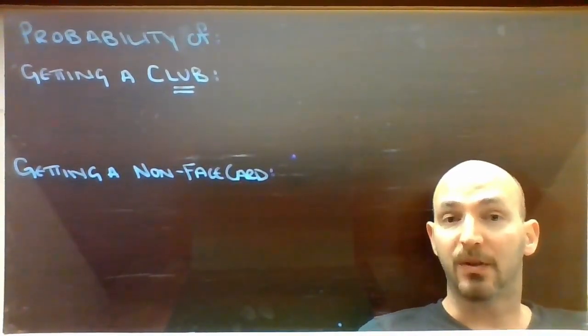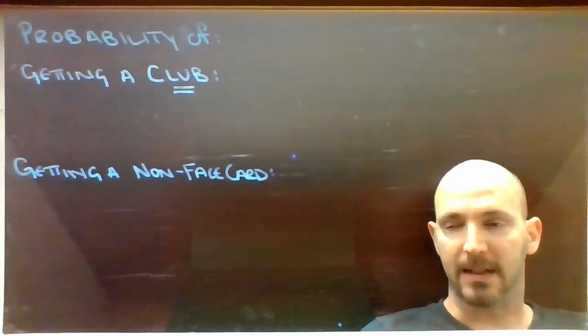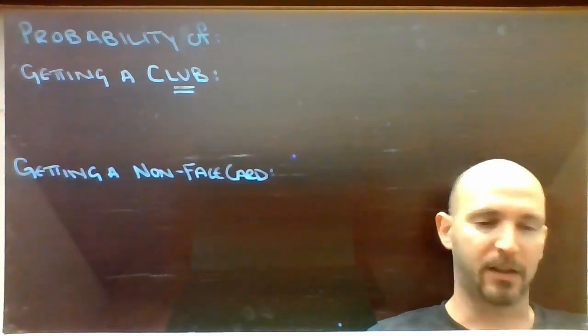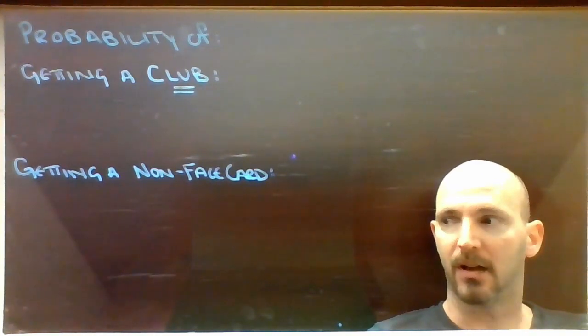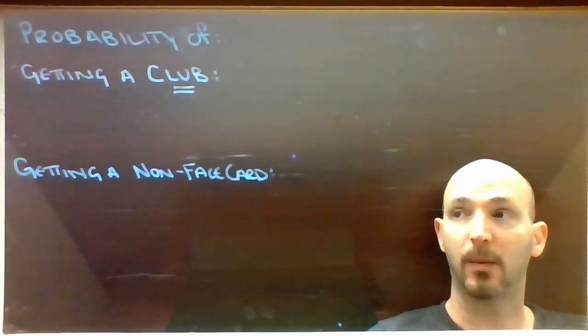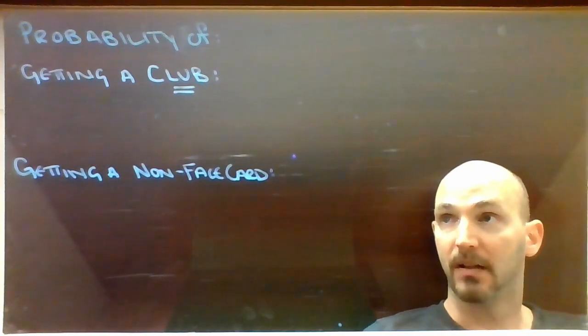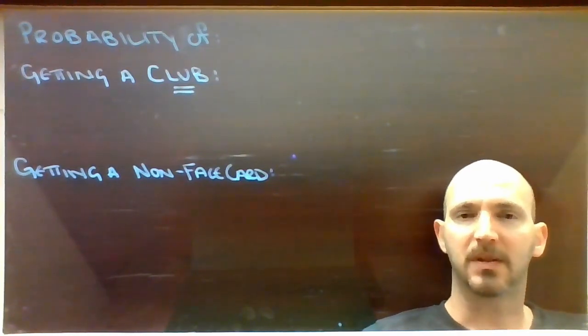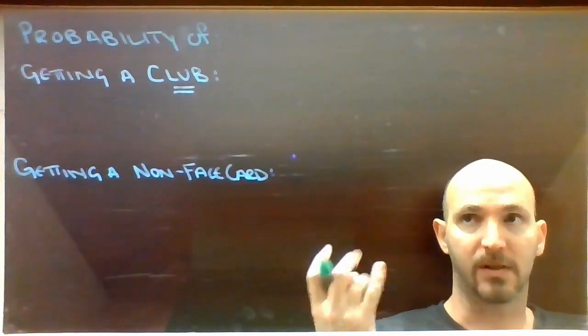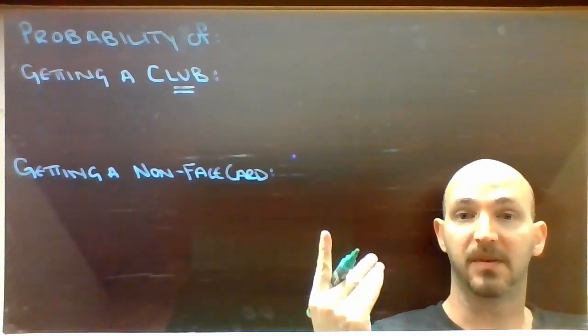All right, so to introduce the idea of probabilities and how to work with the concept of "and" with probabilities and the concept of "or" with probabilities, we're going to deal with a simple deck of cards. So a typical deck of cards has 4 suits: diamonds, hearts, clubs, and spades.